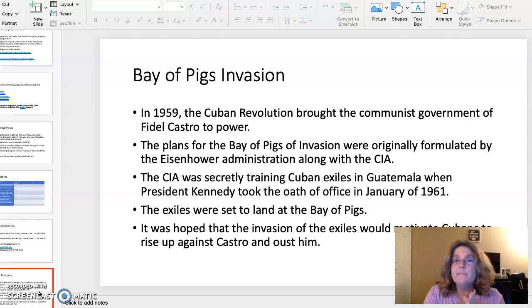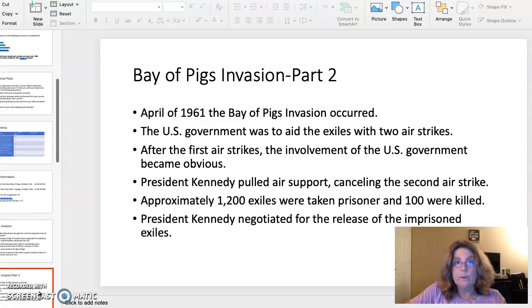It was hoped that the invasion and the exiles would motivate Cubans to rise up against Castro and oust him. Unfortunately, that did not happen. We'll get into this. April of 1961 is when the Bay of Pigs invasion actually occurred. The U.S. government was to aid the exiles with 2 airstrikes.